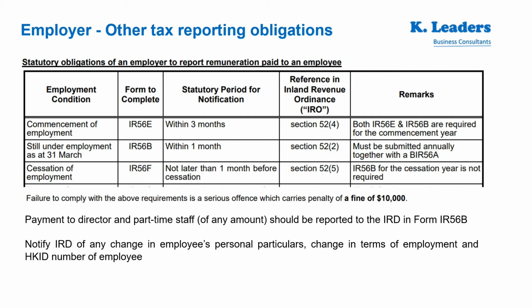The employer is also obliged to report remuneration paid to each employee by filing the annual employer's return. This return will normally be issued in early April each year. The employer has 1 month to complete and file this employer's return. Payment to directors and part-time staff should also be reported in this employer's return. Any change in employee's personal details or change in employment status, such as changing from full-time to part-time, should also be notified to the IRD.